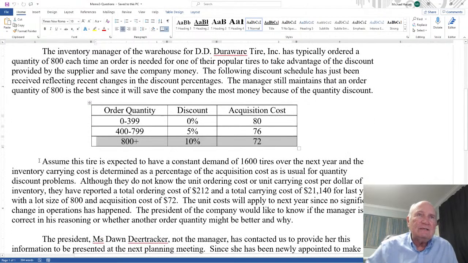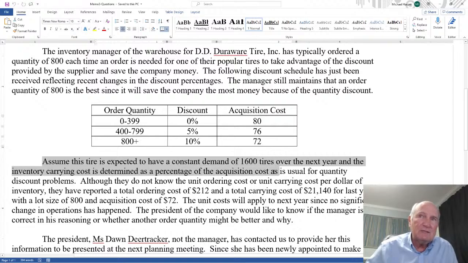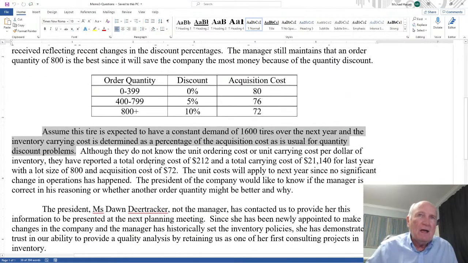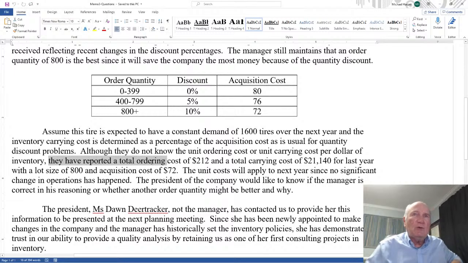We'll assume the tire is expected to have a constant demand of 1,600 tires over the next year, and the inventory carrying cost is determined by the percentage of acquisition cost, as is usual for quantity discount problems. Although they do not know the unit ordering cost or carrying cost per dollar of inventory, they have reported a total ordering cost of $212, a total carrying cost of $21,140 for last year with a lot size of 800, acquisition cost of $72. The unit cost will apply to next year since no significant change in operations has happened.